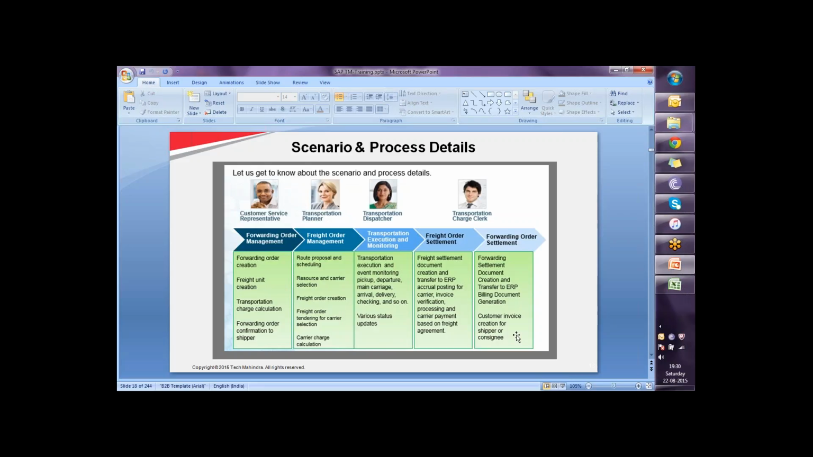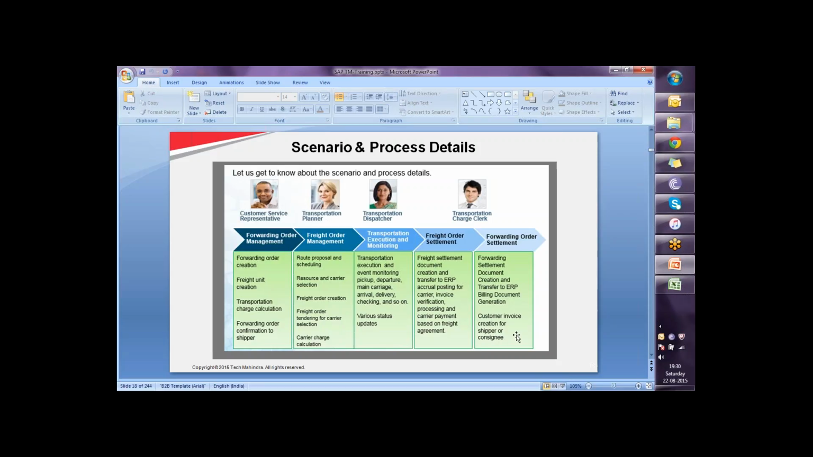After that, you have a planner who creates all the route proposals, who schedules everything, who does the planning for transportation, who arranges transportation, and who does the charge calculation for the carrier, like how much has to be paid to the carrier. Then you have the transportation dispatcher who executes all the planning which has been done by the transportation planner.